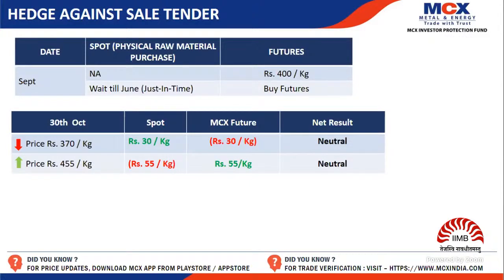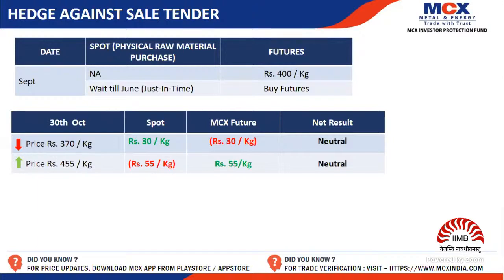Okay. So let's say on 30th October, prices come down to 370 rupees per kg. Now what will Ramesh do? He'll go to the market with his dealers, buy at 370 rupees, and sell that product to Suresh at 400 rupees. He gained 30 rupees per kg in spot. However, since he bought futures, in the exchange the prices will come down too, right? So now he lost 30 rupees per kg in futures, but the net result is neutral.